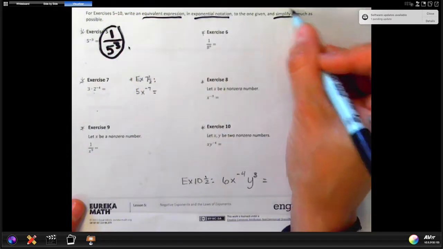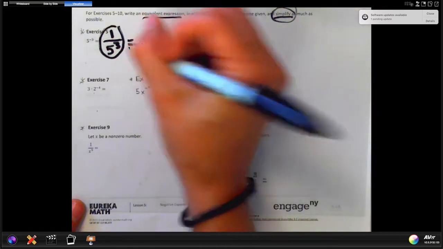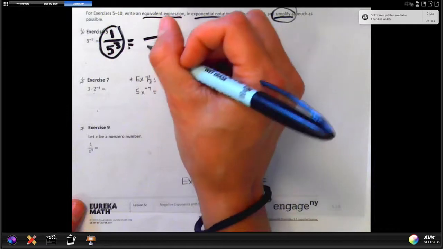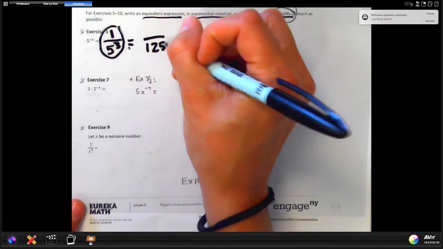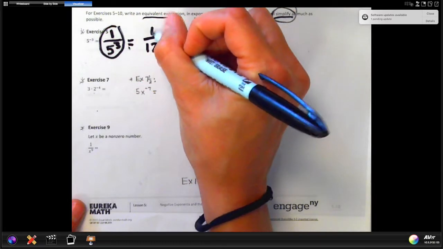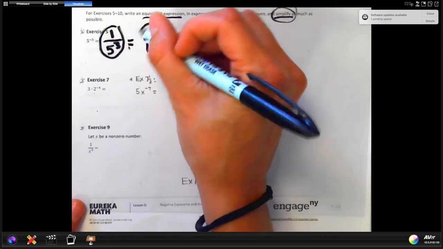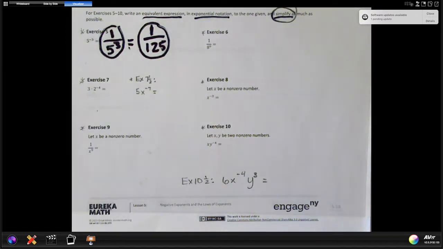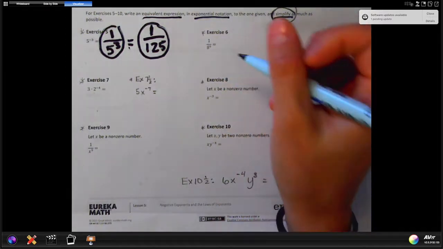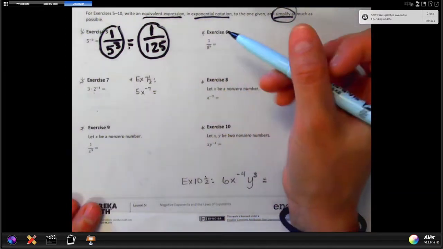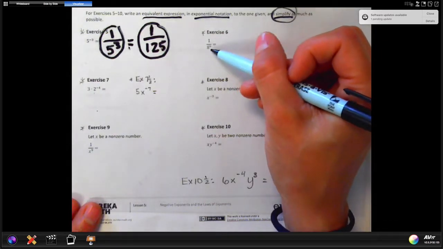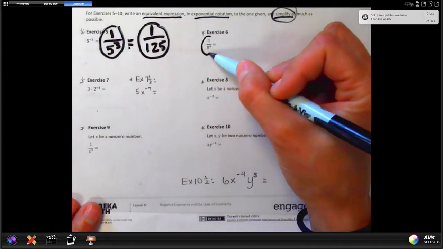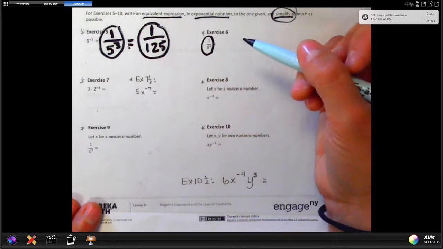So this would be exponential notation. If it asks us to simplify, then we would use our calculator to do the bottom, 5 caret 3, which is 125, and the top 1 is already simplified. So 5 to the negative third is really 1 over 125. Okay, moving on. Exercise 6. Again, we want to write it in exponential notation. Well, number 6, there aren't any negatives, so this right here is already exponential notation.